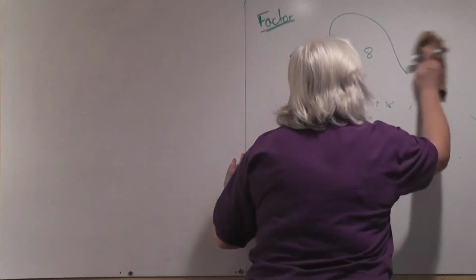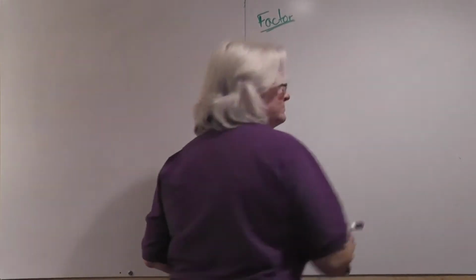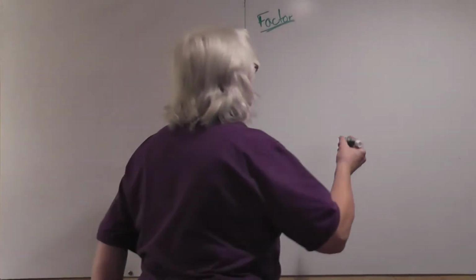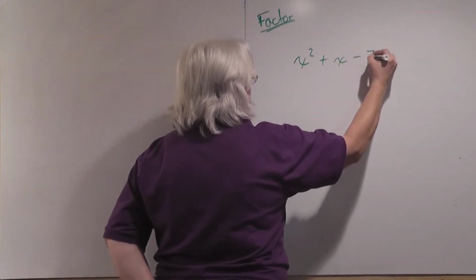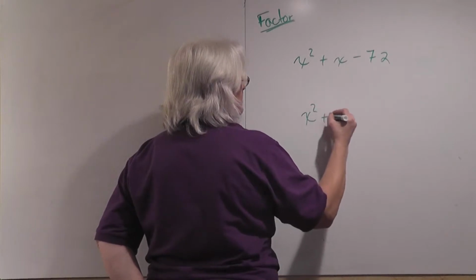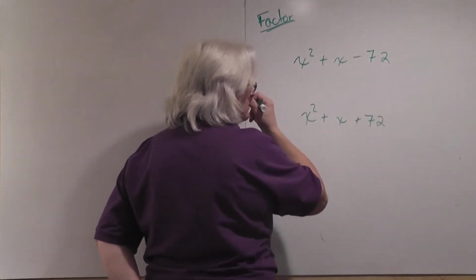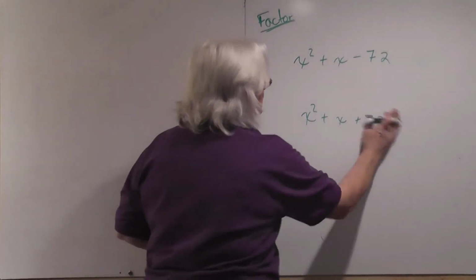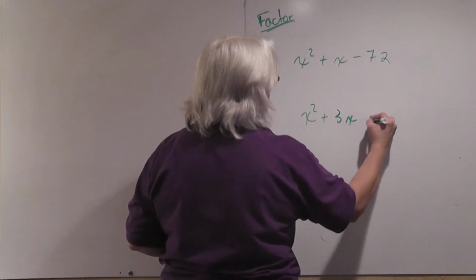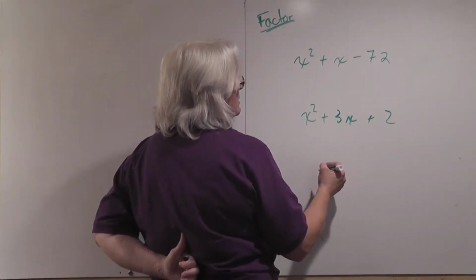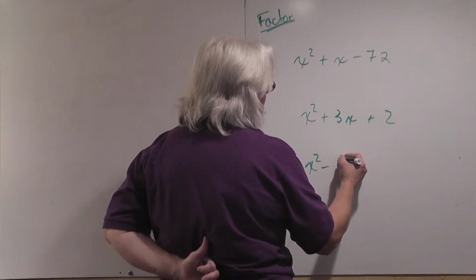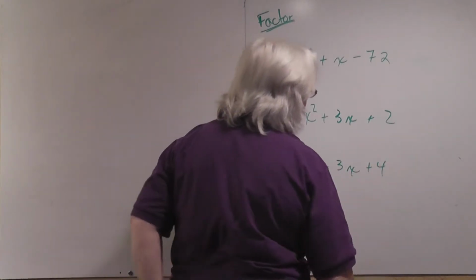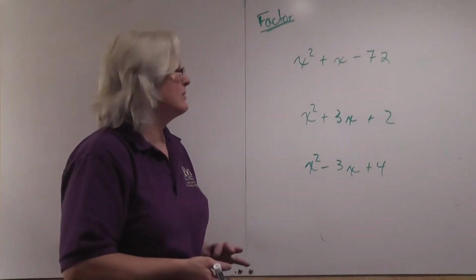Now, let's go ahead and try another one. On page 376, we have x squared plus x minus 72. x squared plus x minus 72. We could also have x squared plus x plus 72. This problem is really, let me do one that'll work. x squared plus 3x plus 2. We could have x squared minus 3x plus 4.